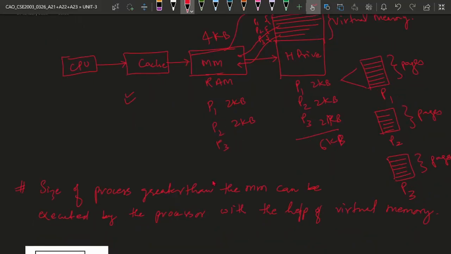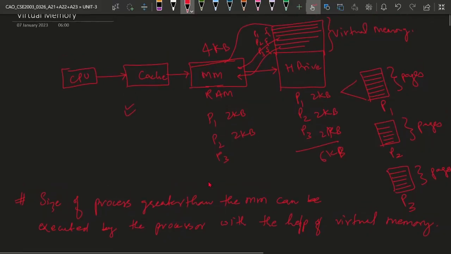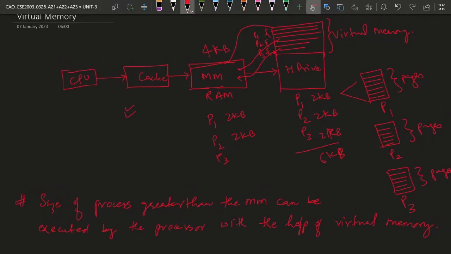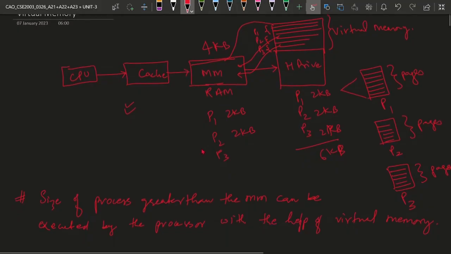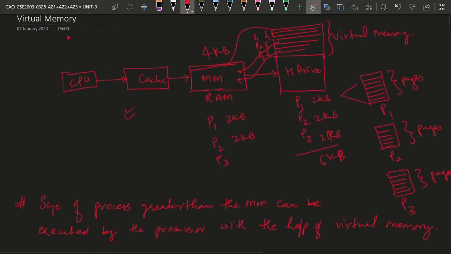So how we can divide these large processes into different pages, and store them into the main memory, that we will see in this session. Okay, so before going with the virtual memory, we will just see how the paging is going to work. Okay, so how the paging works, we will see that.